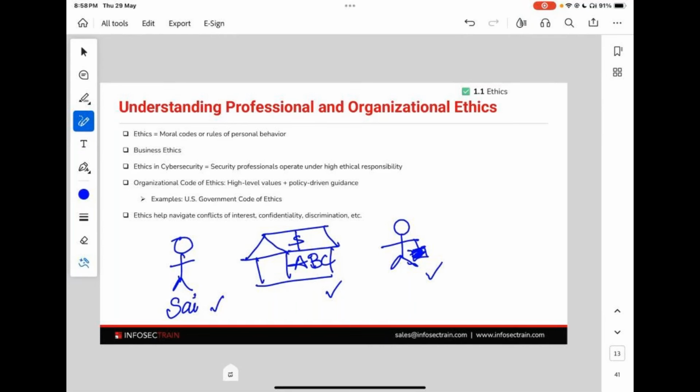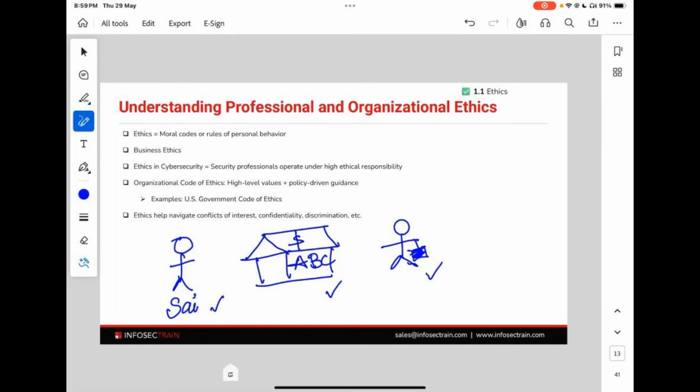Now let's look at what an organizational code of ethics is. We looked at individual ethics, business ethics, and then cybersecurity ethics. Every organization has its own code of ethics that is published. Why is it published? It helps everyone in the organization guide their day-to-day work, right? For example, a company like TCS will have thousands of employees. The CEO of that company might not have time to spend with all of these employees and help them with their day-to-day ethical responsibilities, right?